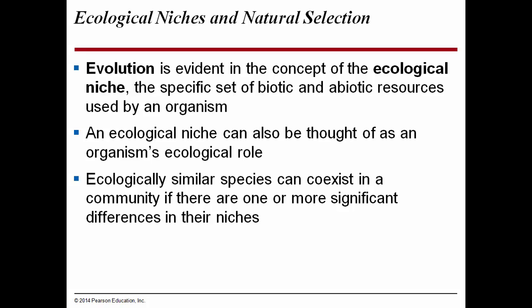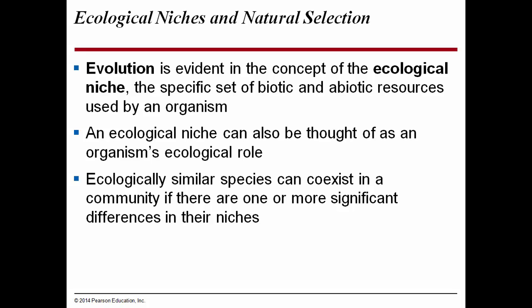But there are ways that two different species can exist in the same area. Of course, evolution is evident in the concept of ecological niche. It's the specific set of biotic and abiotic resources that are used by an organism. An ecological niche can also be thought of as an organism's ecological role. Ecologically similar species can coexist in a community if there are one or more significant differences in their niches.